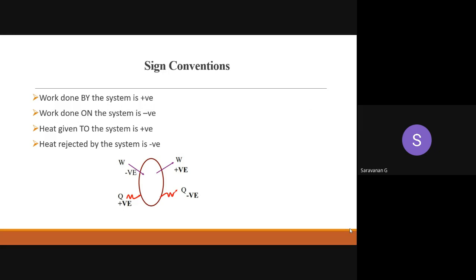Now the sign convention. Work done by the system is positive. If you assume a system, work done by the system is positive and work done on the system is negative. Work and heat are in direct proportion. That means heat given to the system is positive and heat rejected by the system is negative. If work done by the system is positive, then heat given is positive. Work done on the system is negative, and heat rejection is negative.